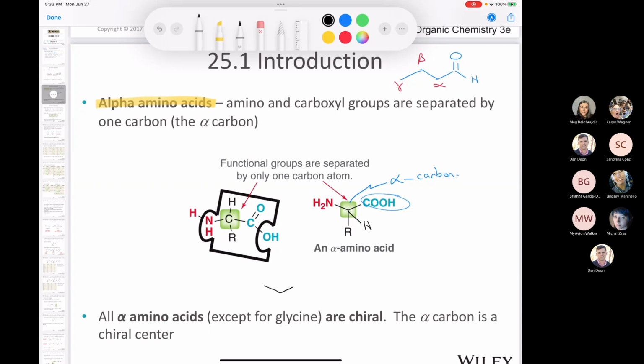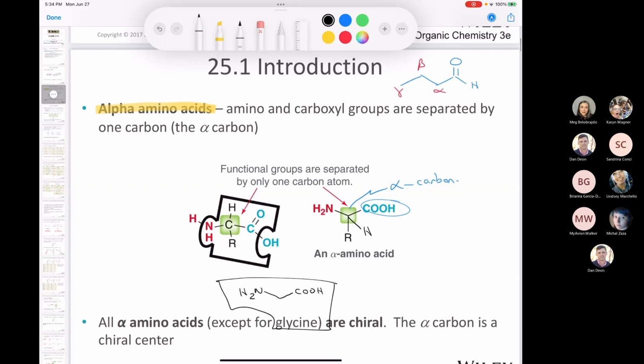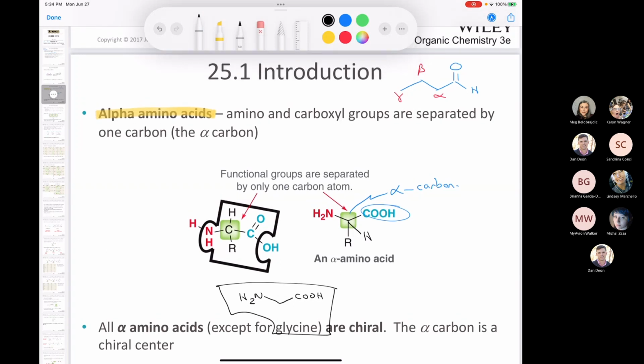So let me try to draw that a little neater, where you have a carboxyl, you have an amine, and you have two hydrogens here, like that. So put another way, you've just got this. That must be the structure of glycine because it has no chiral carbon in it. The alpha carbon, if it has any R group on it, whether it's a methyl or what have you, is going to be a chiral center.